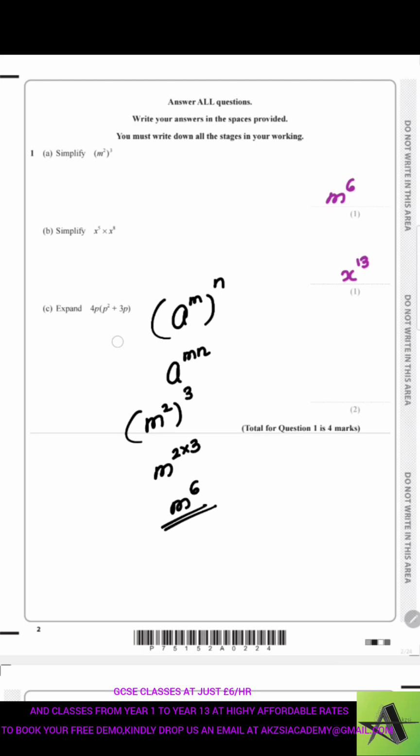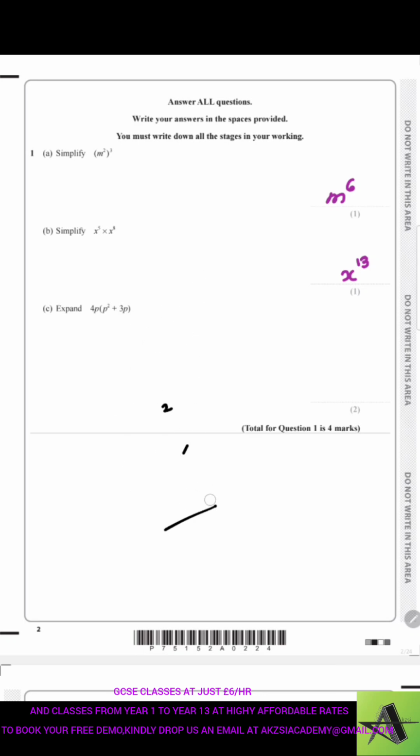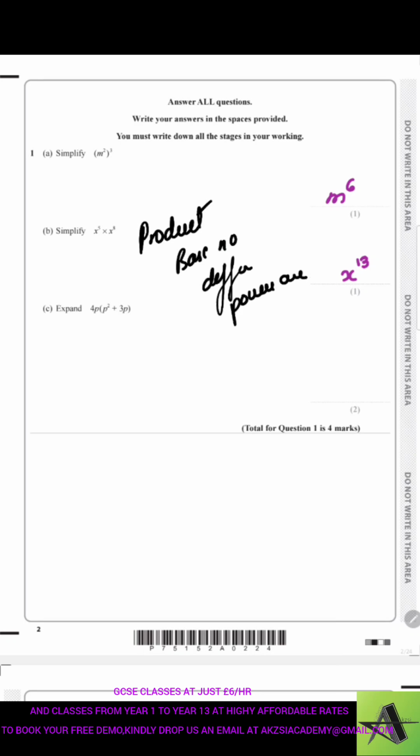Next, the next rule says if you are multiplying, they have different base numbers but the powers are the same. So this is about the product rule in which the base numbers are different but the powers are the same. x to the power of m into y to the power of m.